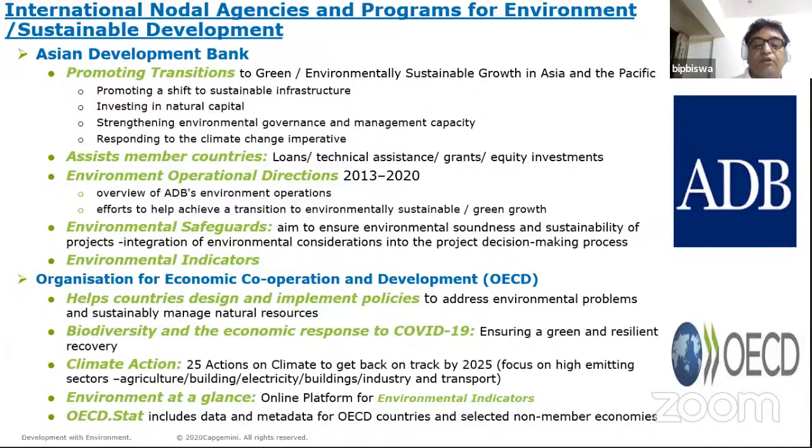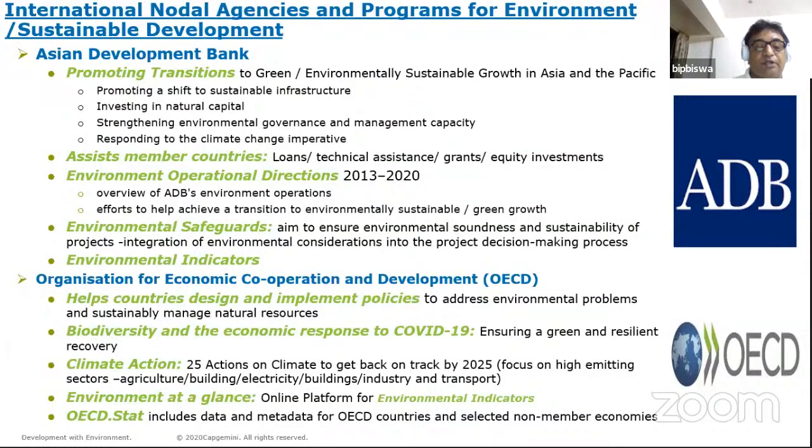So starting from the concept of a project, what needs to be done and what kind of measures need to be in place to find out the environmental and social viability of the project, and what safeguards and measures need to be taken to ensure that those are done in an environmentally sustainable manner.